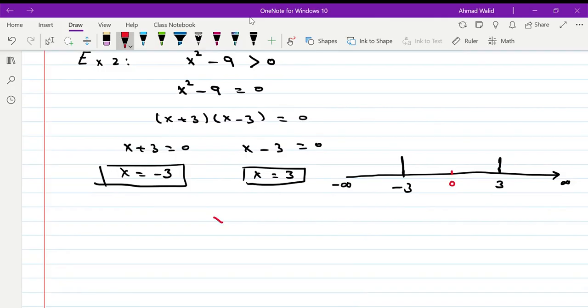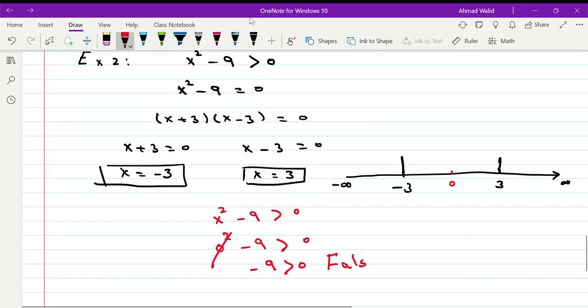Your inequality was x squared minus 9 greater than 0. Plug in 0. It means 0 squared minus 9 greater than 0. This part becomes 0. Is negative 9 greater than 0? Of course not. It's a false statement, correct? Then, where is my solution? If this one is false, definitely this one is true, this one is true.